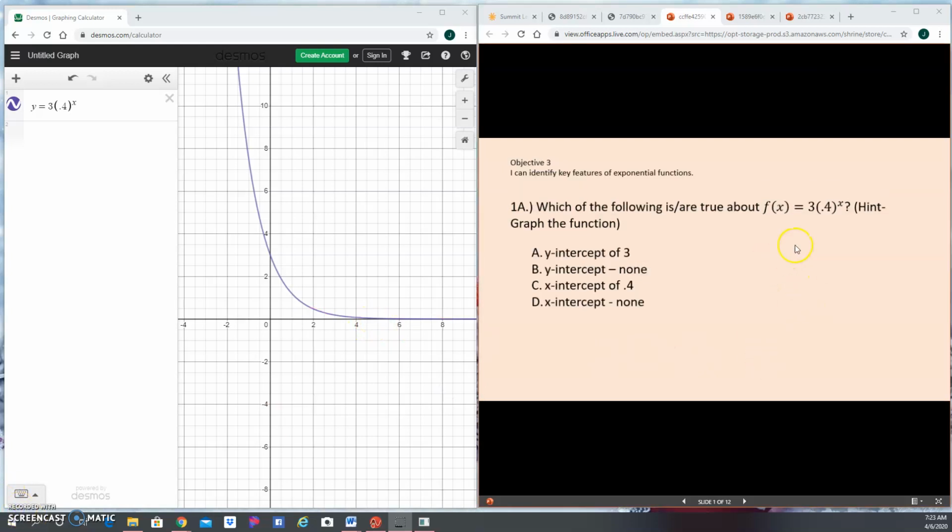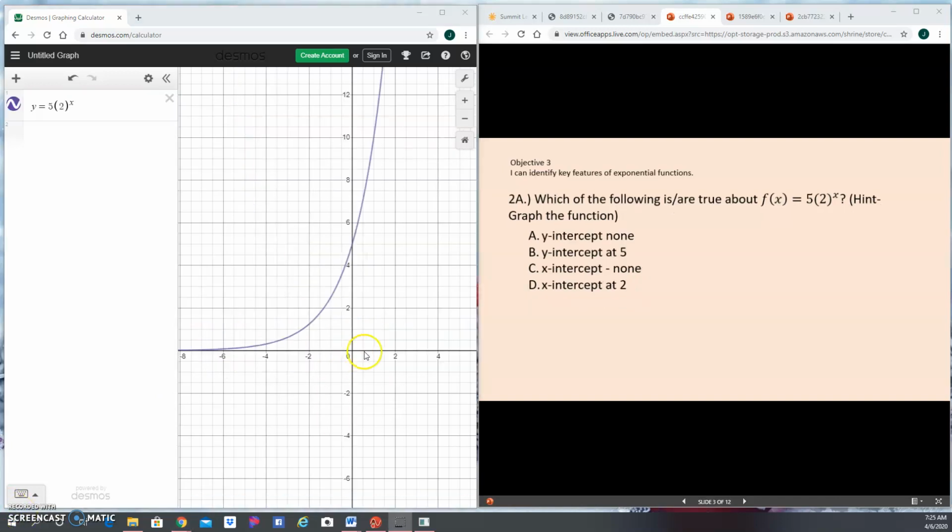Okay, so the next question is actually the same thing. It is asking for you to graph it, and I still have that function here, and it says which one is true about it. So the y-intercept is at 3, y-intercept is none, x-intercept is at 0.4, x-intercept is none, and let's analyze. So here your y-intercept is at 3, so A is right. Guys, there is no x-intercept because your graph is not going to touch the x-axis, because the x-axis is your asymptote. Okay, let's do example number 2.